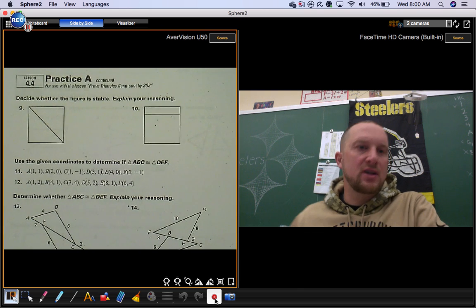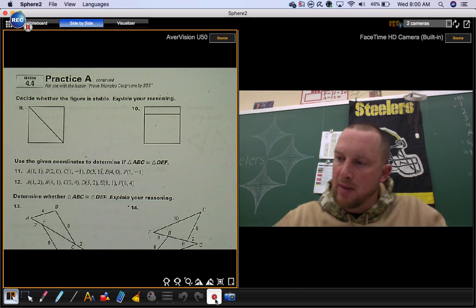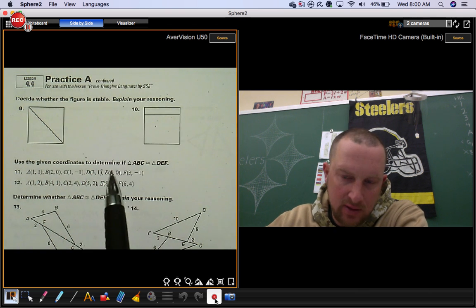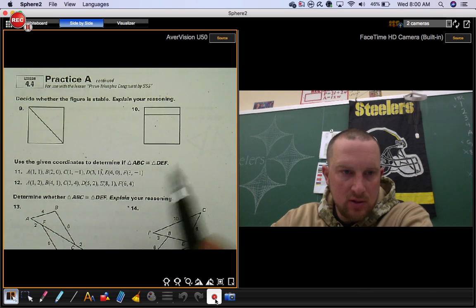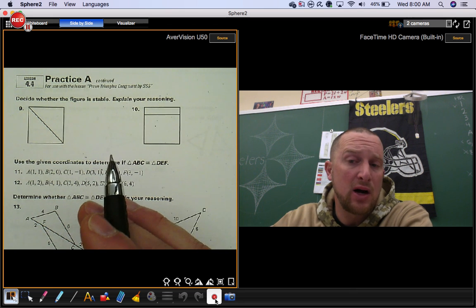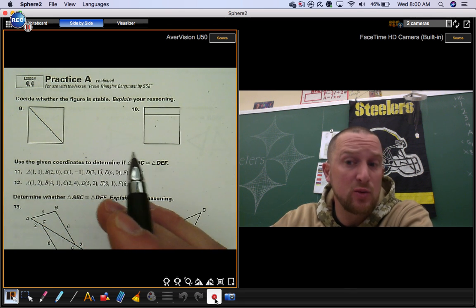This is practice A for section 4.4. This is the back. We're going to decide whether the figure is stable, and we're going to explain our reasoning. Well, before we even start, triangles are the most stable shape. They're a rigid shape because it's impossible for them to change into a different triangle.